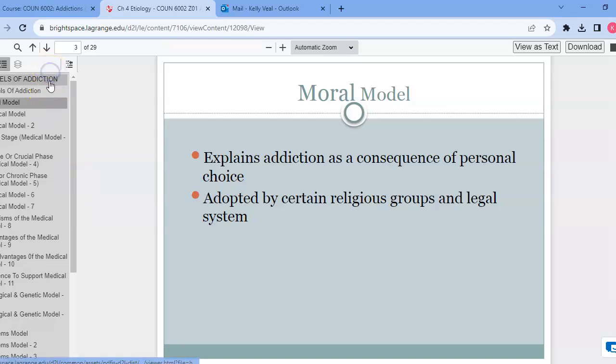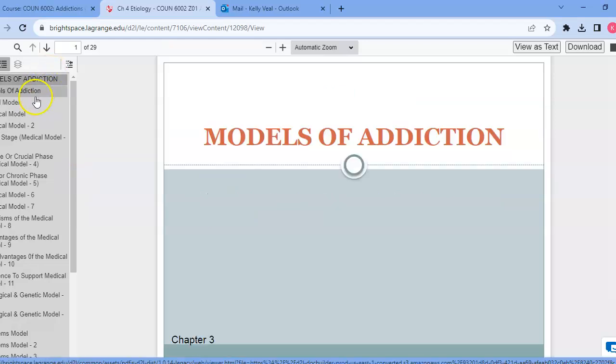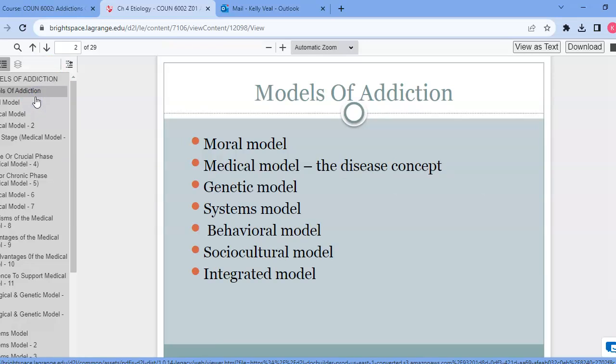All right, so we're going to go over the etiology, or the models of addiction. They're basically the same thing, or rather the premises of the theory of addiction, right? So there are all these different models of how addiction comes to be. How does it come to fruition? How do we become addicted to something?